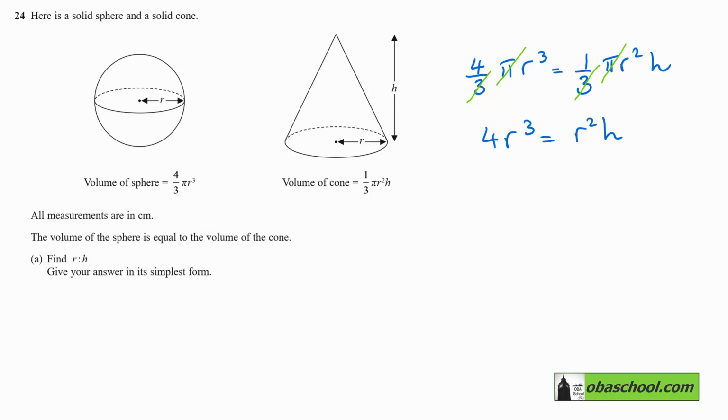We can divide both sides by r squared. That will remove this down to just r and remove this. So what we have now is 4r is equal to h. So therefore h is equal to 4 times r, and so the ratio r to h is equal to 1:4.